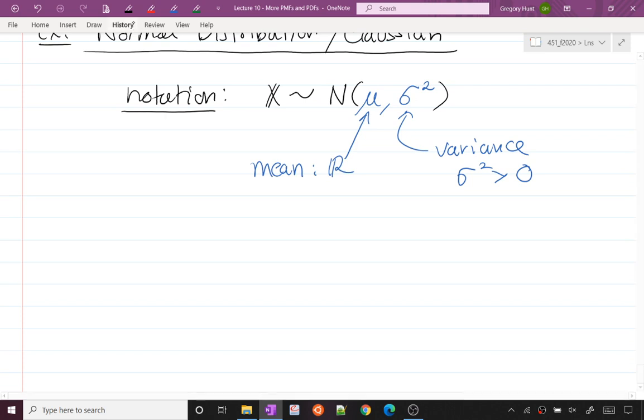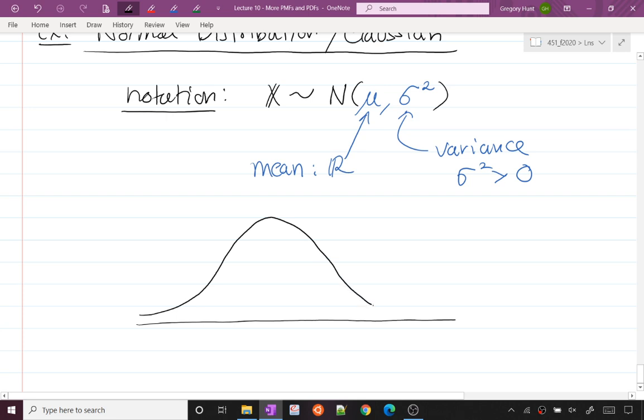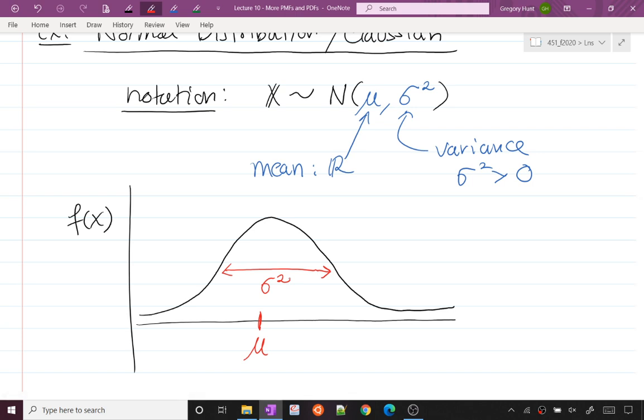So the normal distribution, I think we all have a passing familiarity. It's a bell-shaped distribution. Here I'm plotting the PDF. It's a continuous random variable with this bell-shaped distribution. The parameter mu is the mean. It tells us where the bell is centered. And the parameter sigma squared, the variance, tells us how wide or how fat this distribution is, how the density is spread out over the space around mu.